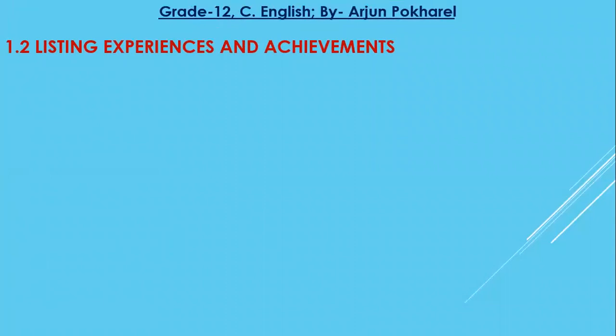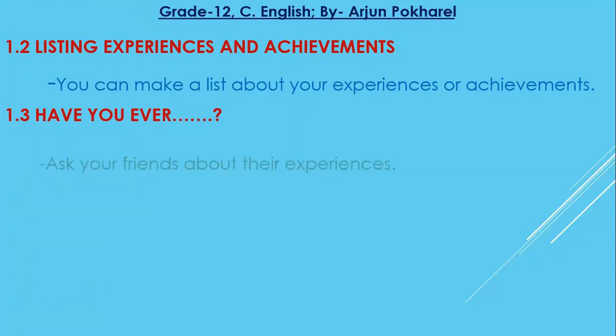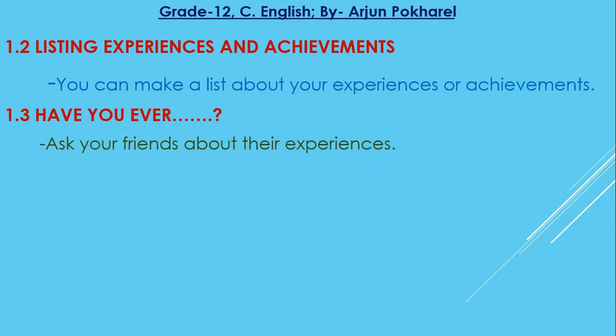The next one is 1.2 in the student's book, listing experiences and achievements. You can make a list about your experiences or achievements here. And 1.3 is not so important from the examination perspective. 1.3 is about the have you ever structure. By using have you ever, you can ask your friends about their experiences.